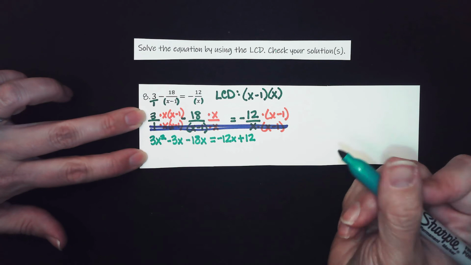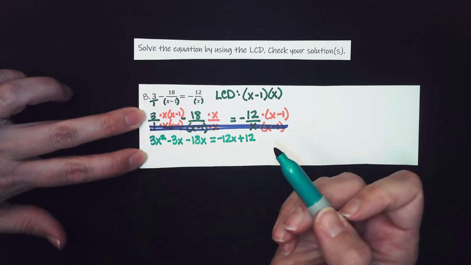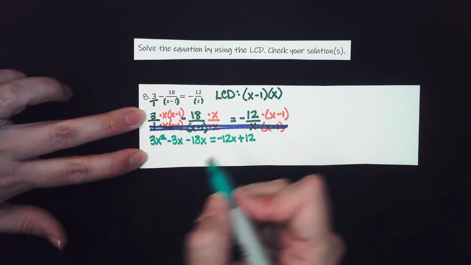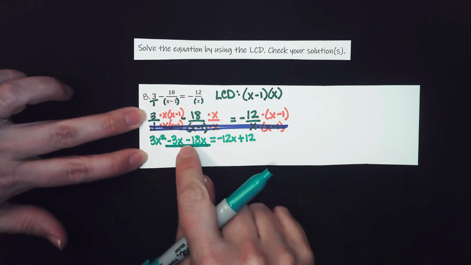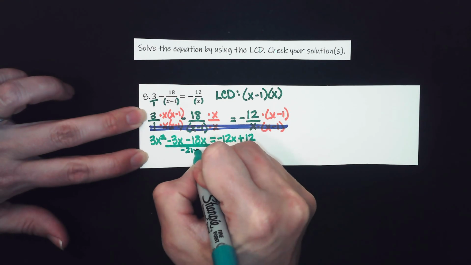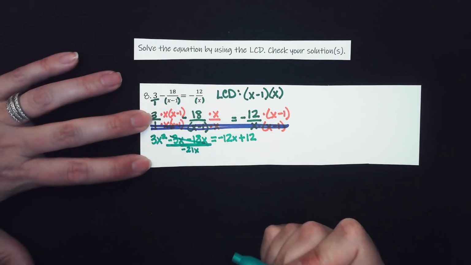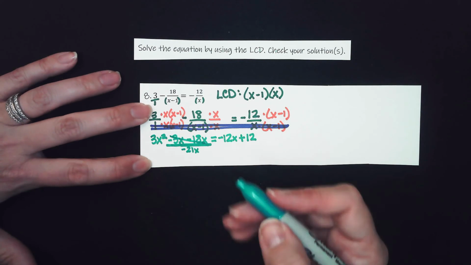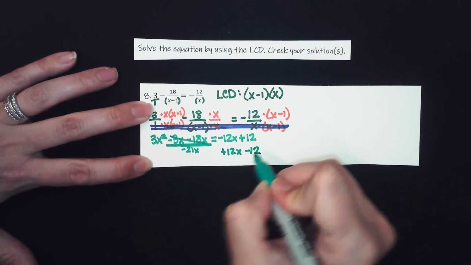All right, and we just need to combine some like terms. I see that I'm going to have a quadratic, so everything will eventually be moved to that side, but right now let me just combine these two terms right here. I have a negative 3x and a negative 18x, so that makes a negative 21x. Instead of rewriting everything, I just wrote it as 1, okay? So those became negative 21x. So let's move the 12x and the 12 over.